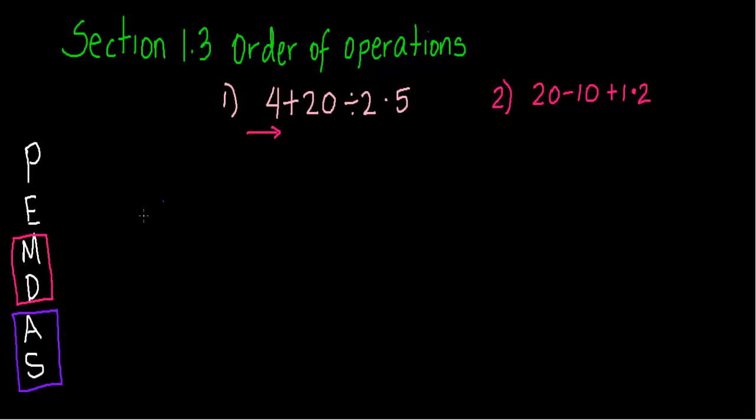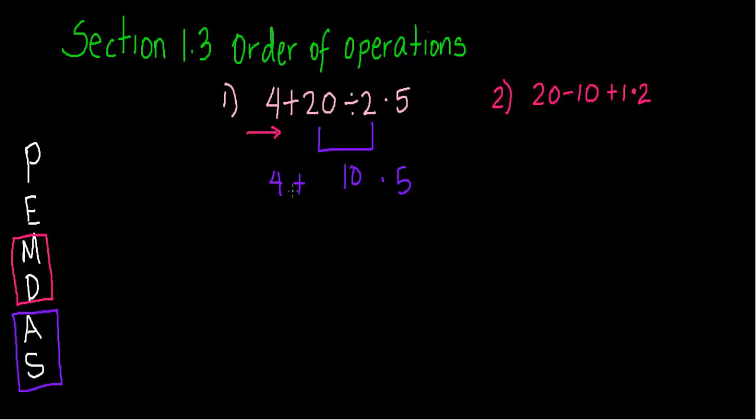So since division can go before multiplication, I have to do division first because that's the first operation out of multiplication and division that I've encountered first. So let's do this one first. 20 divided by 2, and that will give you 10. And then I bring down the rest of the problem. Okay? And now I have a new expression.